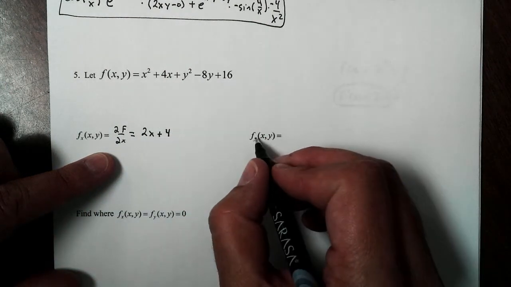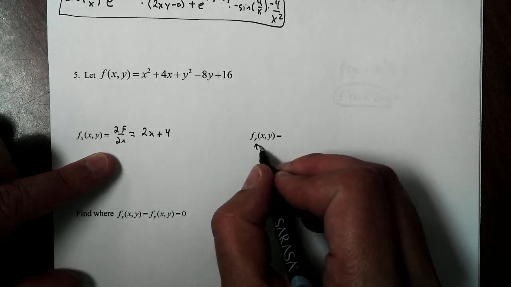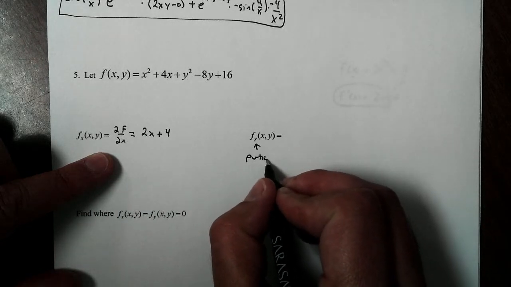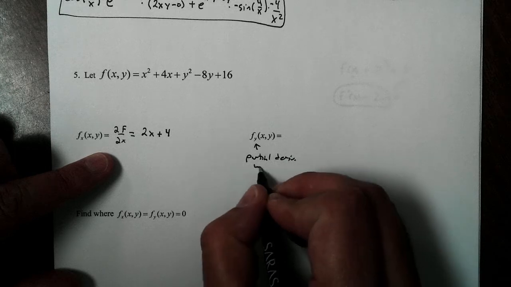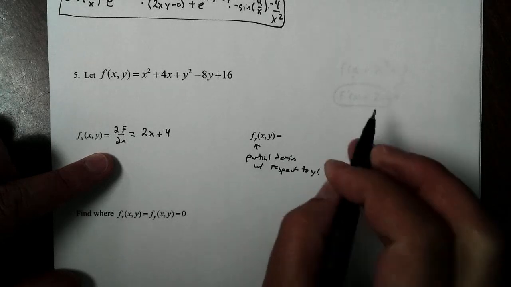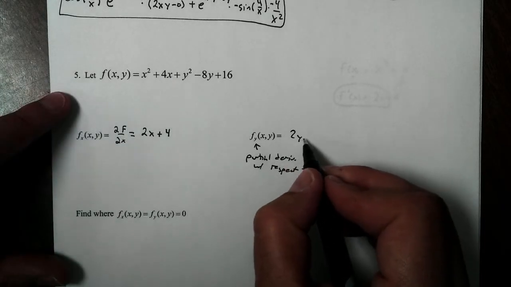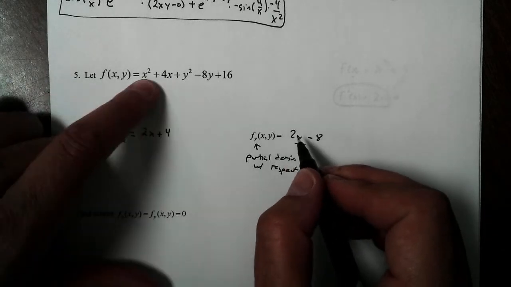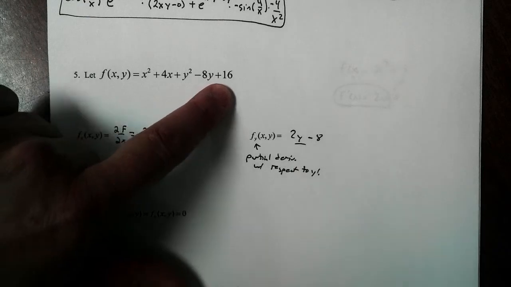And if I'm looking for the partial with respect to y, remember this is saying I want the partial derivative with respect to y. And that's just going to become 2y minus 8, because I don't care about the x's, just those two. 4, 16 left all alone.